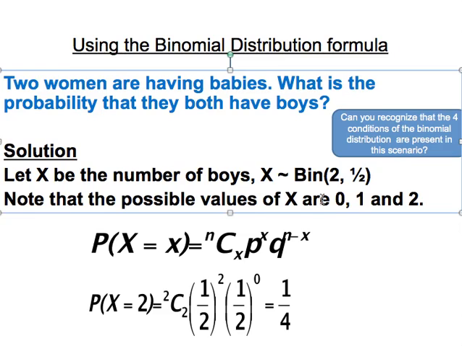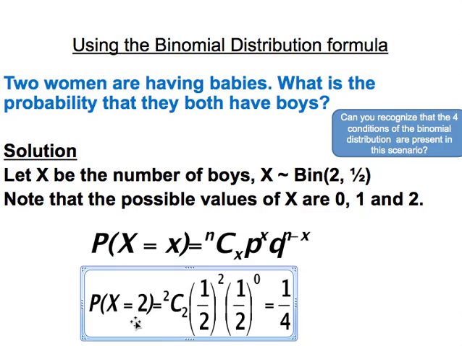Now note that the possible values of X are 0, 1, and 2. That means both had girls, or one had a boy, or both of them had boys. So those are the possible values of X. Now let's find the probability that X is equal to 2. That is, both of these women had boys. Now remember, N is 2, X is 2, P is a half, and Q is also a half.